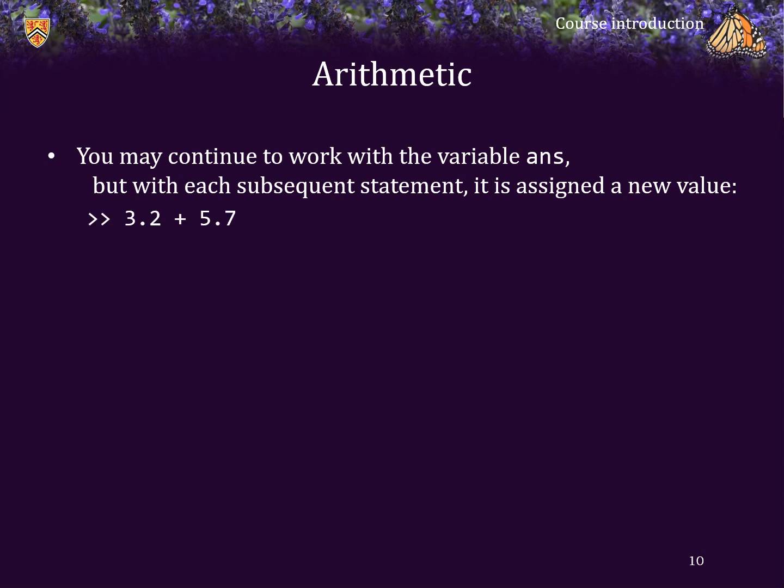So if we start with 3.2 plus 5.7, ans is assigned 8.9. If we now calculate ans squared minus 0.3, we get ans being assigned the value 78.91, and we can now continue to use this result.